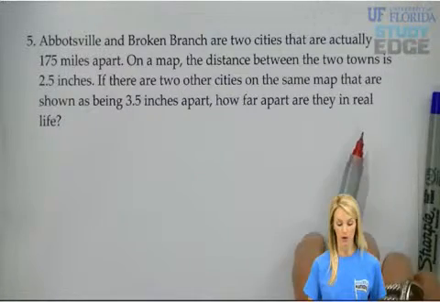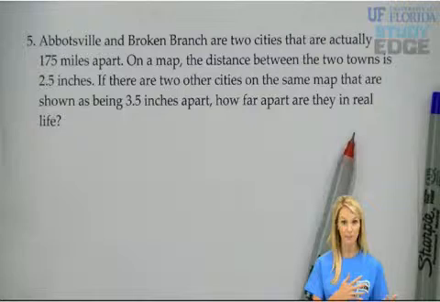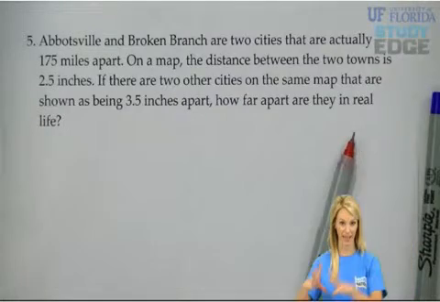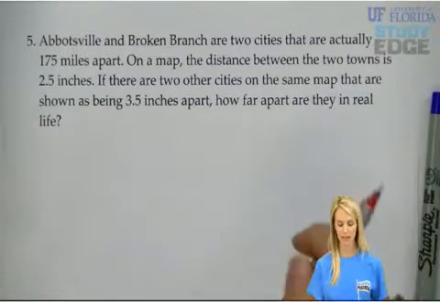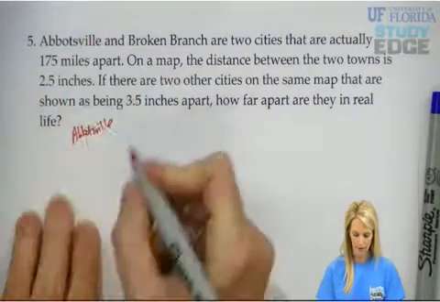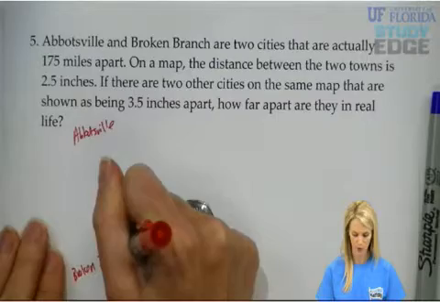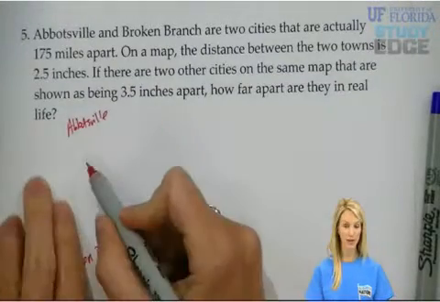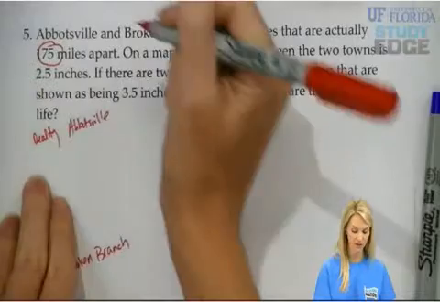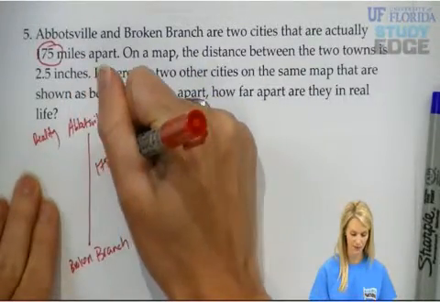So what do we have going on here? Well, we've got reality, so how far these two cities really are apart in real life, like how many miles it is, and then you have what it looks like on a map, right? And a map is just a scaled down version of reality. So what do we see? We have Abbotsville and Broken Branch. Now, in reality, how far away are they? They're 175 miles apart. So this distance is 175 miles.